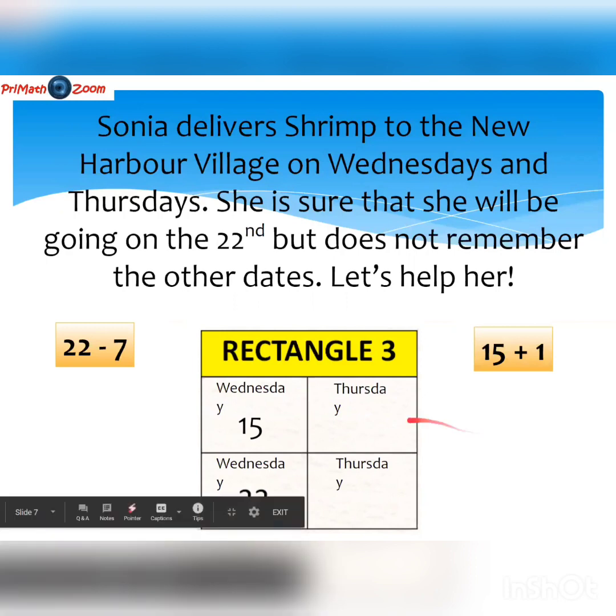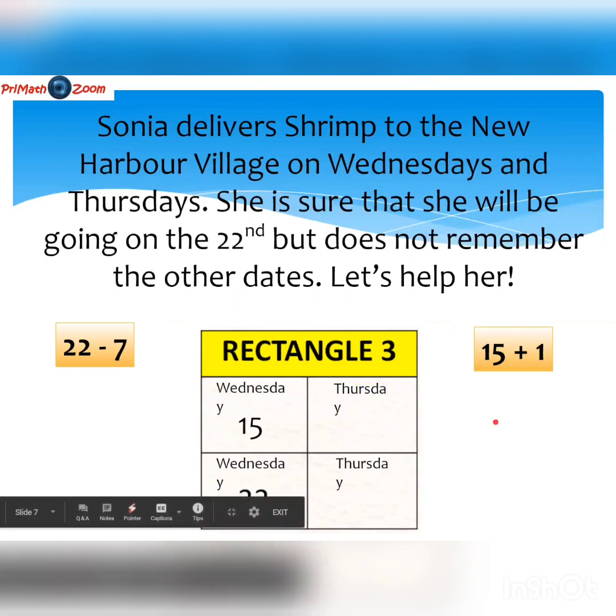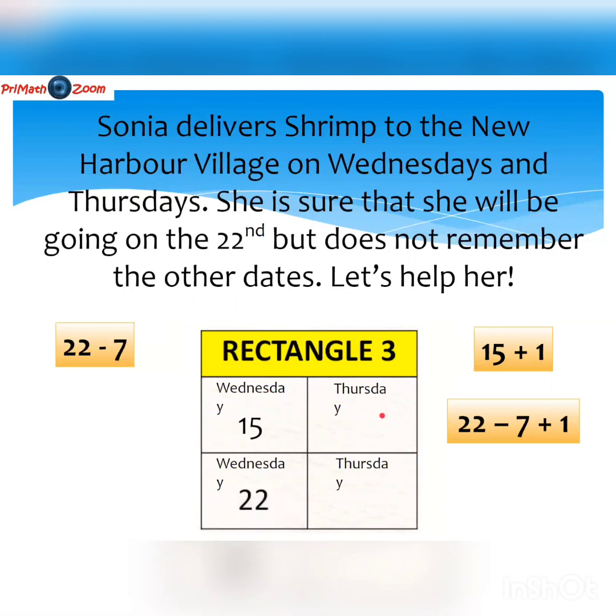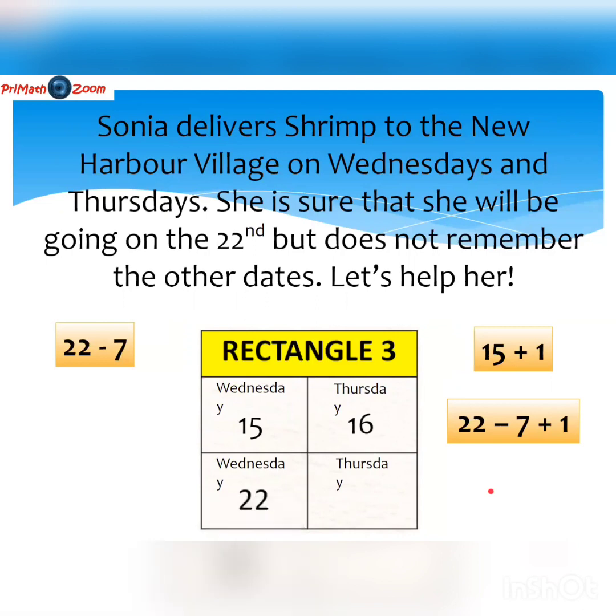Also, in order to find the Thursday, now that we know that the Wednesday is the 15th, we can just add 1 to this 15 to get Thursday's date. Also, what we can do, it's a little tricky, but we could say this 22nd here, we could subtract 7 days to get the Wednesday, and then we add 1 to get the Thursday. It's a little tricky, I'm telling you. But it's also safe to just do 15 plus 1 to get this day. And that will give us Thursday the 16th.